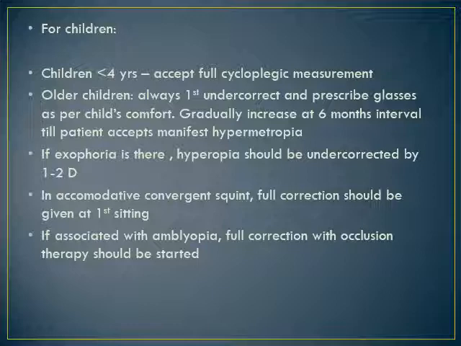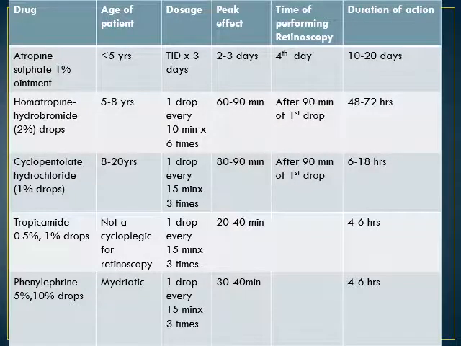But in case of squint, in exodeviation, where the eyeball is turned outwards, it should be undercorrected. And in case of convergent squint, where the eyeball is turned inwards, full correction should be given at first. If it is associated with amblyopia, full correction and occlusion therapy should be started. So these are various cycloplegic drugs used for cycloplegic refraction in children. This may be atropine, homatropine, cyclopentolate, and tropicamide and phenylephrine are non-cycloplegic.